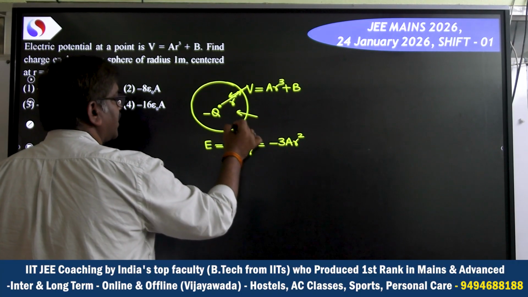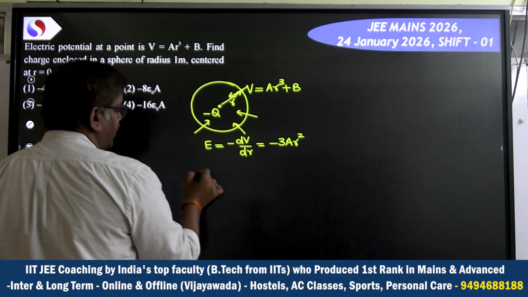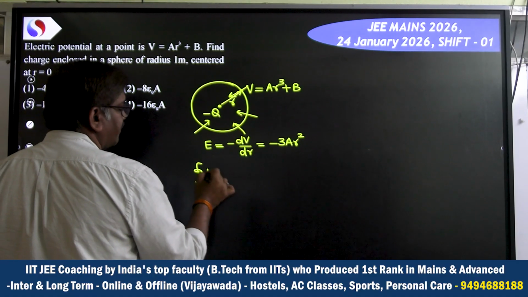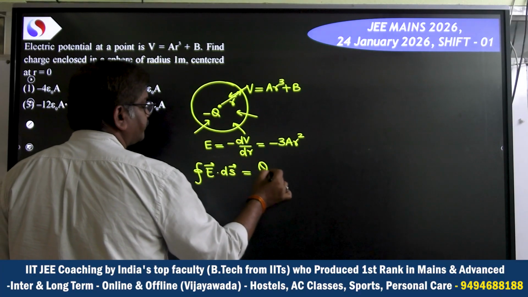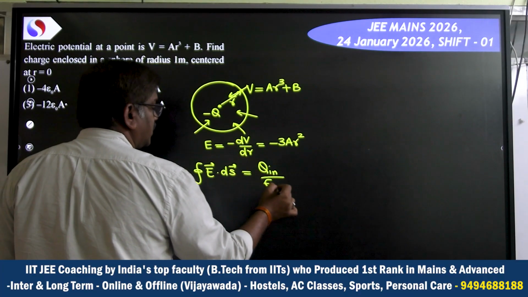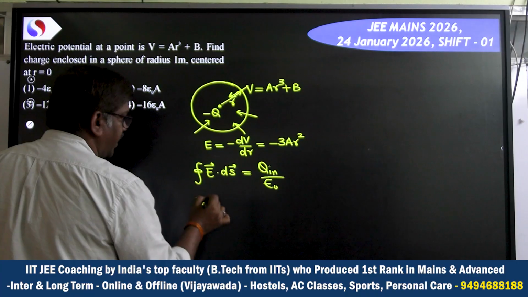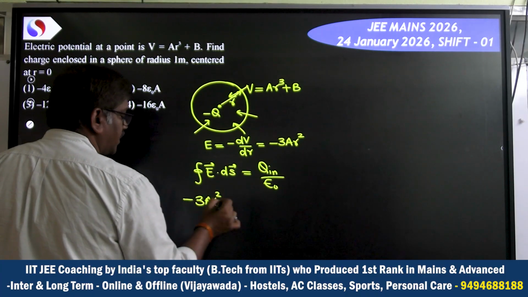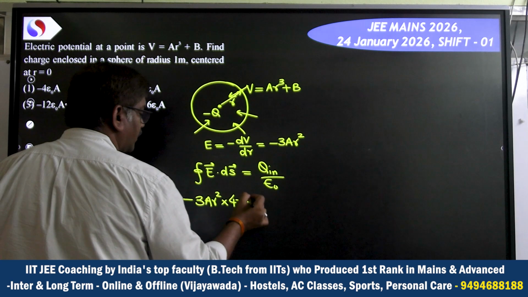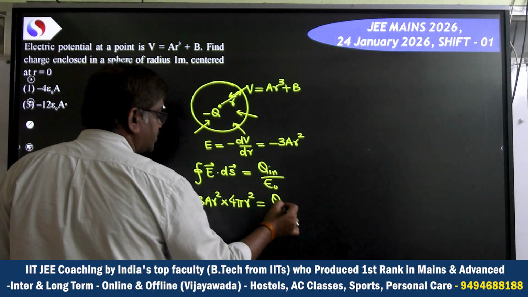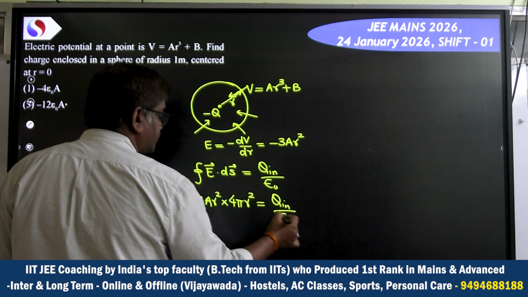So if symmetrical field we are assuming here, then according to Gauss law, the closed integral of E dot ds will be equal to Q inside by epsilon naught. That gives you 3A R square, and ds will be 4 pi R square, that is equal to Q inside by epsilon naught.